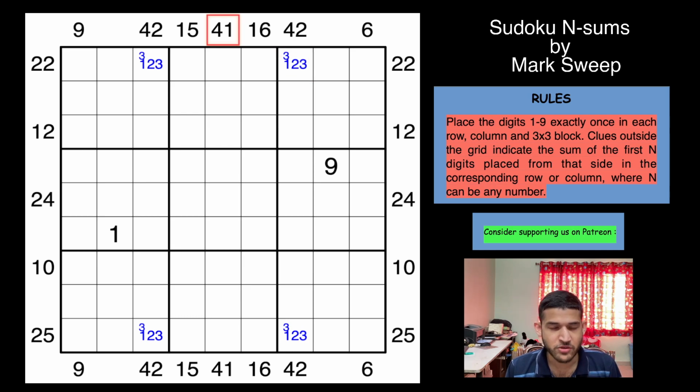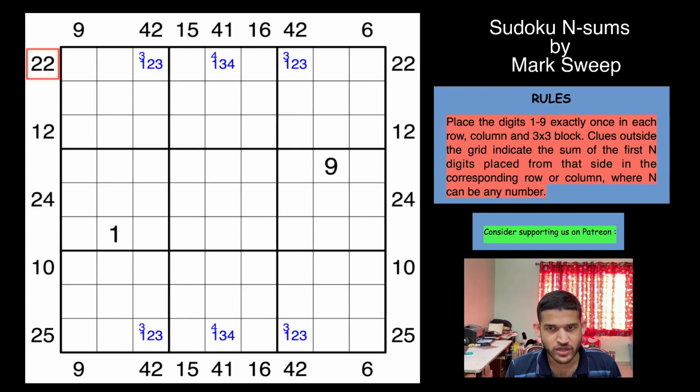And similarly for the 41, the only way is to have 4 in one of these two cells, and the other way to make 41 is by removing 1 and 3. So either have 1 3 here or a 1 3 here. So which means the possibilities are, oops, sorry. This will be 1 3 4. This will be 1 3 4. So this is how you start the Sudoku.